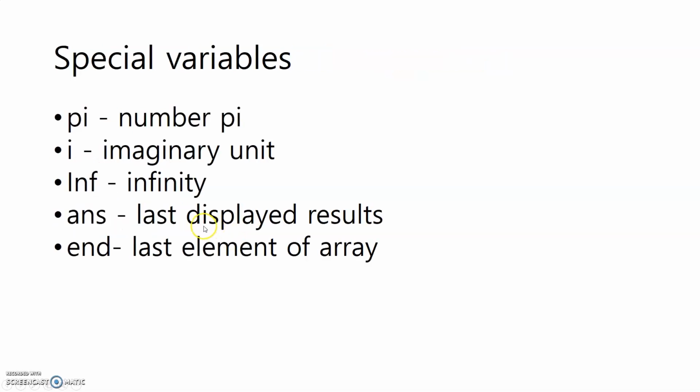Next, move to the special variables. We cannot use those variables when we code. pi represents the number pi, i for the imaginary unit, for infinity we use Inf. If we use ans, that will display the last result. If we use end, that is the last element of an array. So you cannot use those variables when you make a code block.